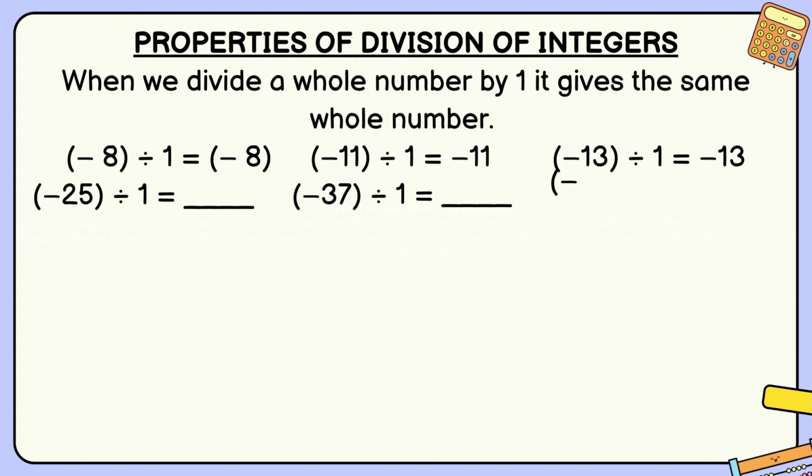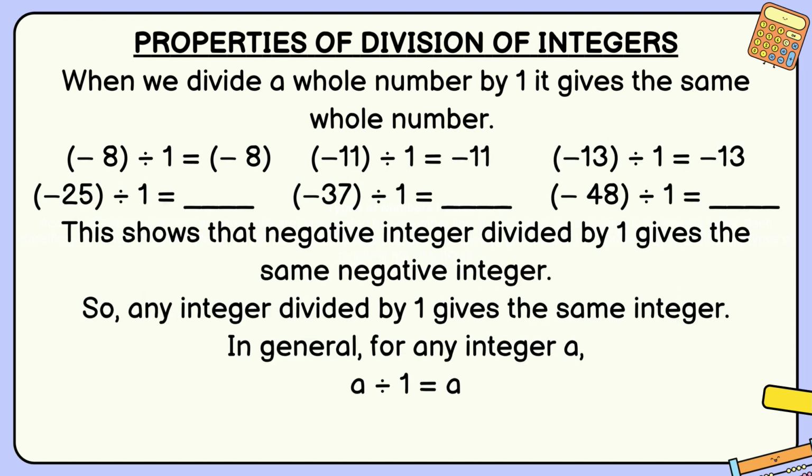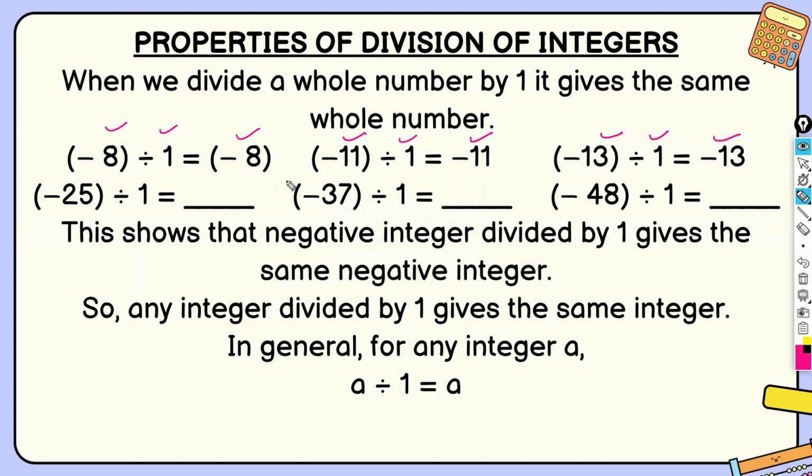When we divide a whole number by 1, it gives the same whole number. Similarly, when we divide an integer by 1, we get the same integer. So minus 8 by 1 is equal to minus 8. Minus 11 by 1 is equal to minus 11. Minus 13 by 1 is equal to minus 13. Minus 25 by 1 is minus 25. Minus 37 by 1 is minus 37. Minus 48 by 1 is minus 48. This shows that a negative integer divided by 1 gives the same negative integer. So any integer divided by 1 gives the same integer. In general, for any integer a, a divided by 1 is equal to a.